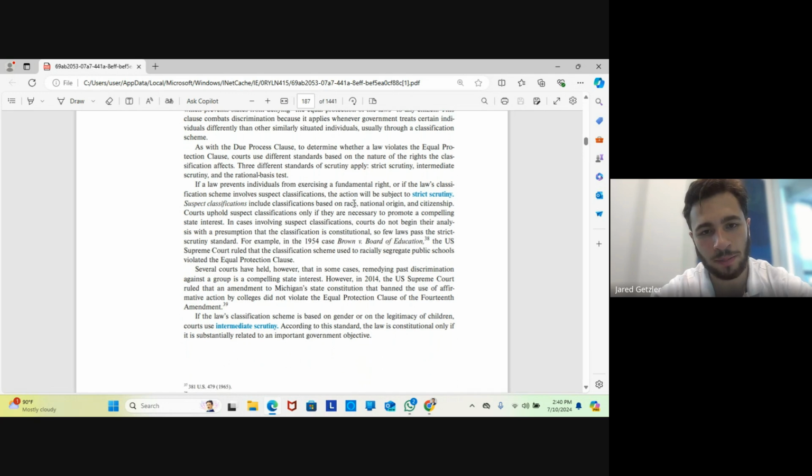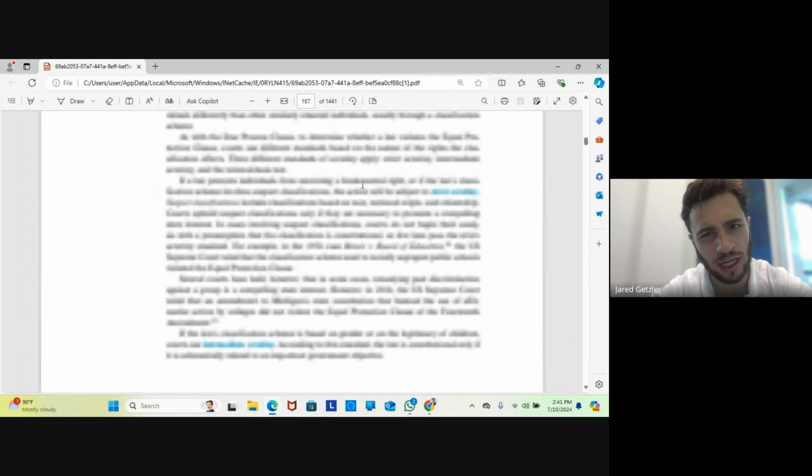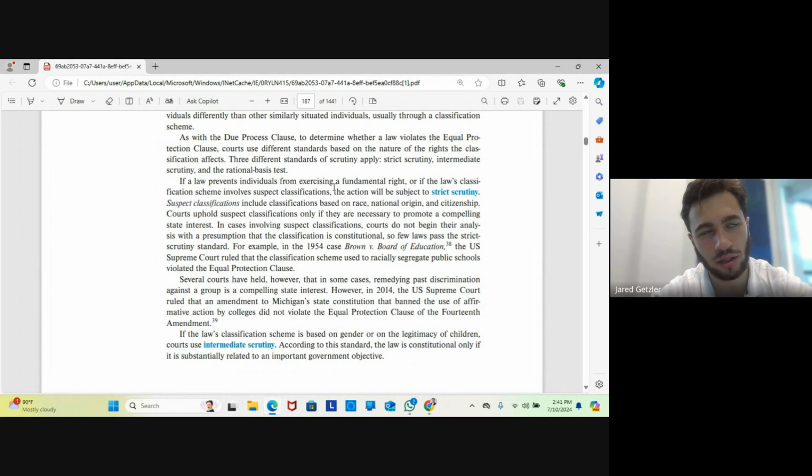So let's say, for example, we have a law that prevents someone from exercising a fundamental right. Let's say someone is not able to exercise their right of assembly. Let's say in Texas they ban students from protesting in a specific area. Let's say you're not allowed to protest in downtown during rush hour. That action could be subjected to strict scrutiny because that prevents the students from exercising a fundamental right as listed in the Constitution.